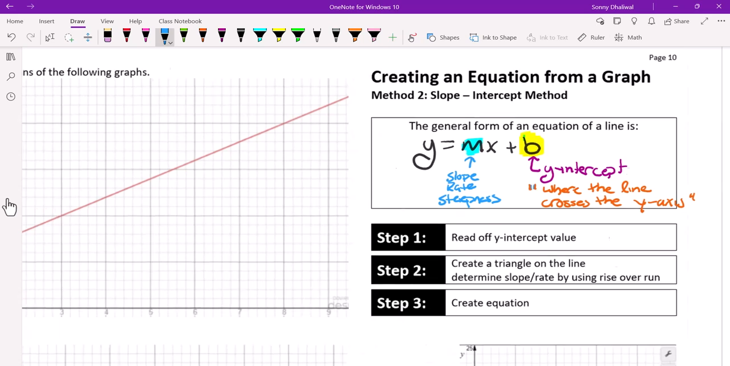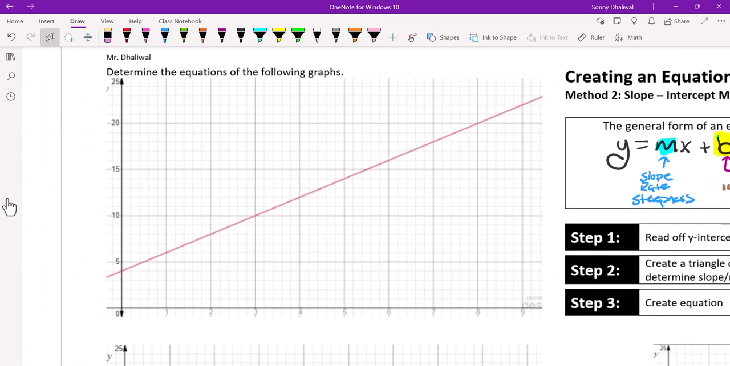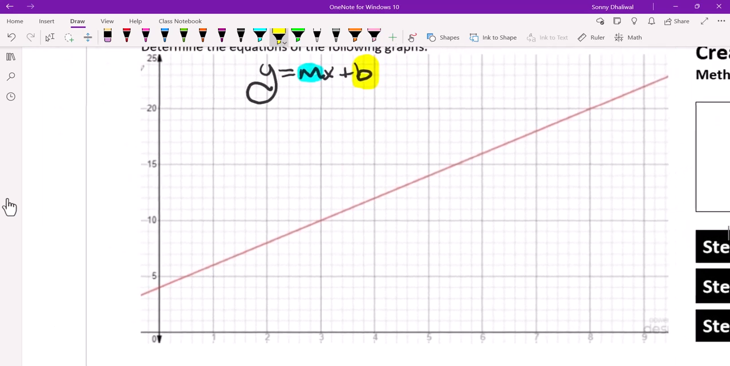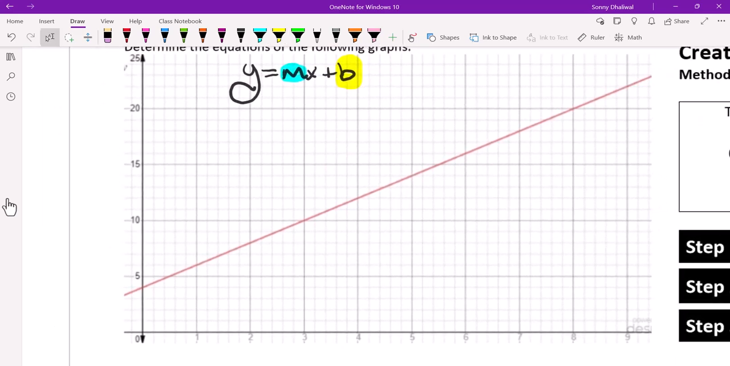Okay, so let's go to over here. And we have our general formula for our equation of our line, mx plus b. Right? M stands for slope, b stands for y-intercept. The y-intercept is the really easy one to figure out. So this graph here, at what number does the line cross the y-axis?